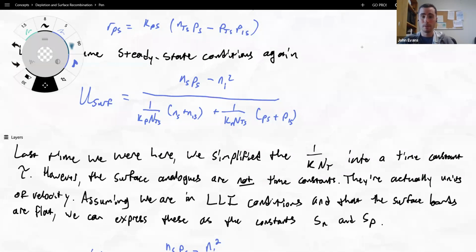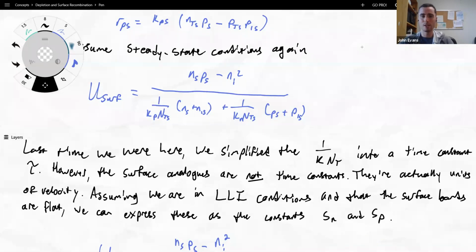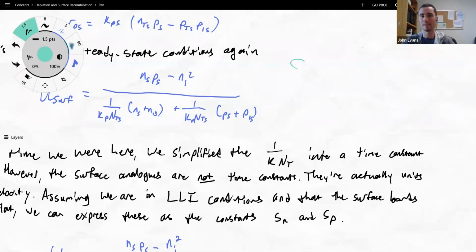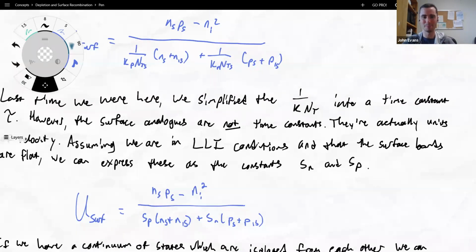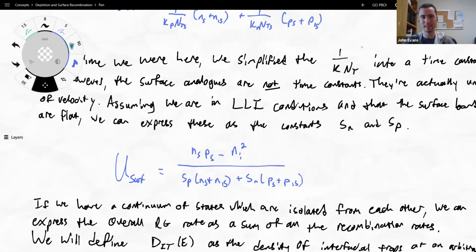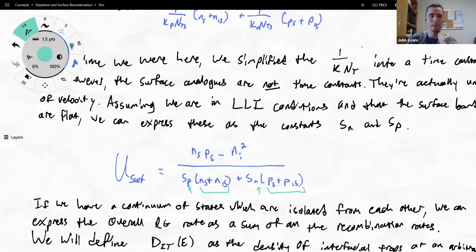So if we assume that we're in low light injection conditions, surface bands are flat, we can say like, okay, these are going to be constants. And we're going to call them Sn and Sp. You might remember from last time, we looked at those like big S values, which were like 1 over tau, basically. This is a similar idea, but we're doing little s. And it's going to actually have a velocity component to it. So we can rewrite it like this. And just remember, when you're writing these equations, we have the Sp connected to the Ns and Ns connected to the Ps in the denominator.